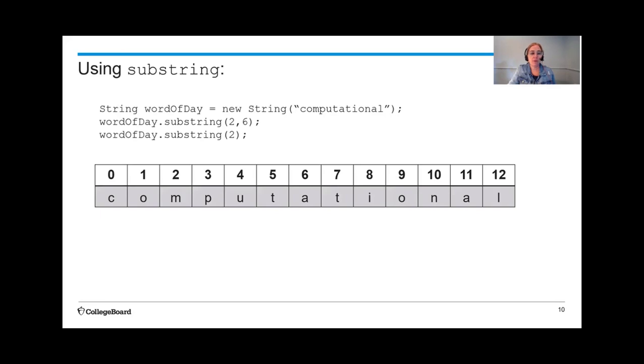So here's a graphical illustration. When we created our new string object, word of the day, it was indexed out 0 to 12. When we call substring 2 to 6, we're going to get from 2 all the way to the beginning of 6. It does not include 6. That means that substring is not inclusive, is how we would call that. Substring with a singular parameter is going to give us from that beginning index that we provide all the way to the end.